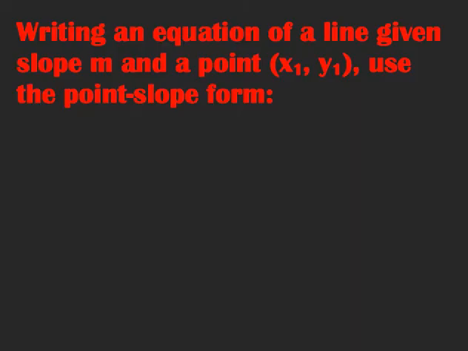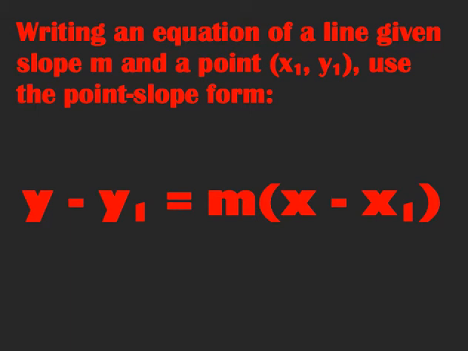What about writing an equation of a line given a slope m and a point? We're going to call this point x1, y1. You use what we call the point slope form. The point slope form is y minus y1 equals m times the quantity of x minus x1.